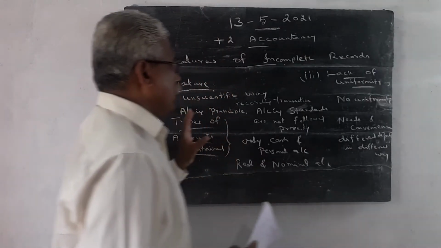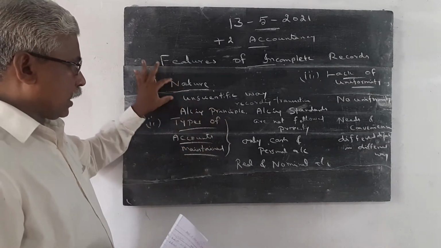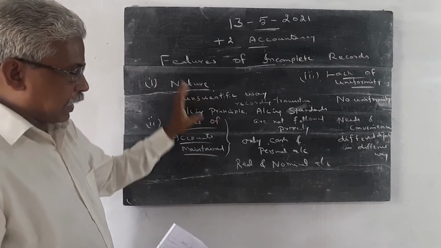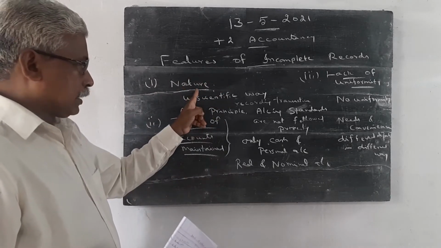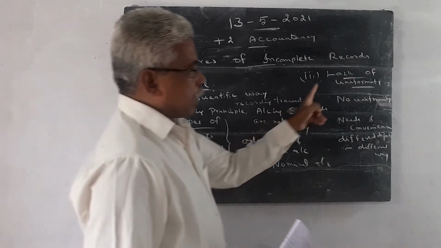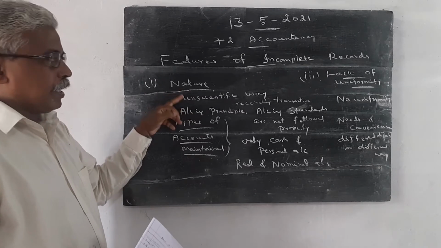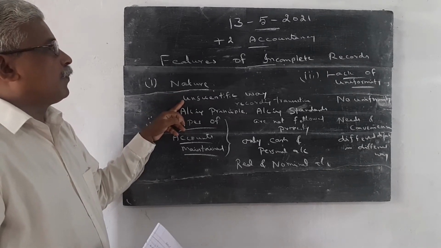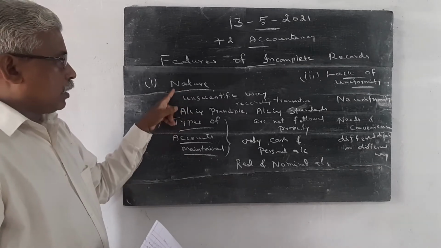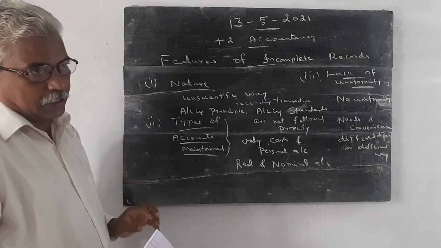Then these are all the features of incomplete records. Dear students, please try to write the 3 headings and write the explanation. Point number 1, nature. Point number 2, types of accounts maintained. Point number 3, lack of uniformity. Point number 1, nature. It is an unscientific way of recording transactions.